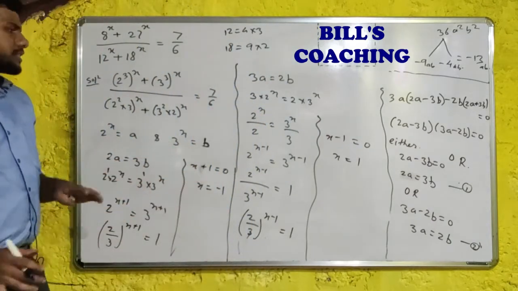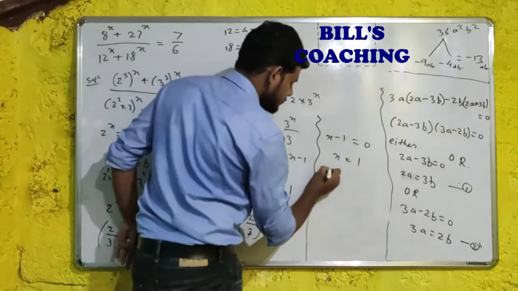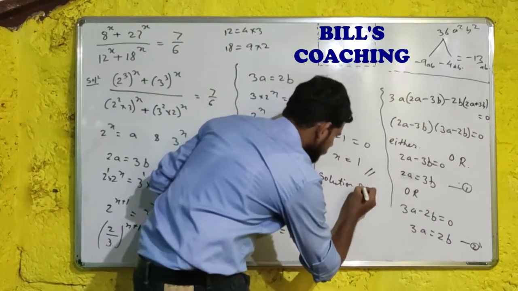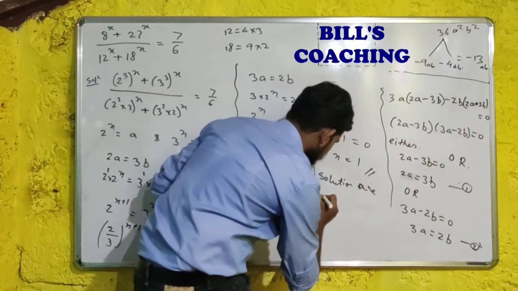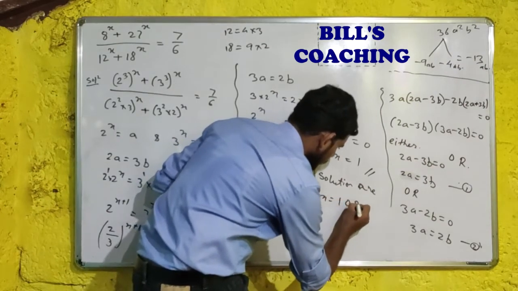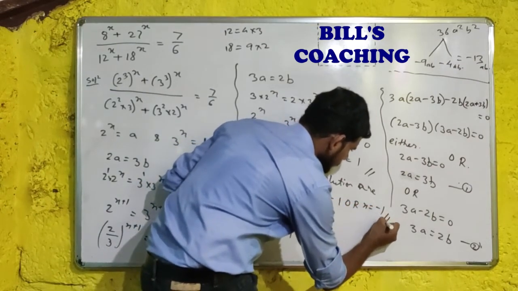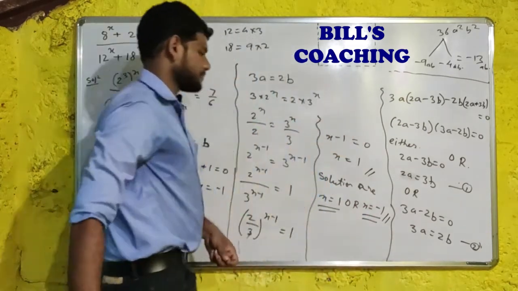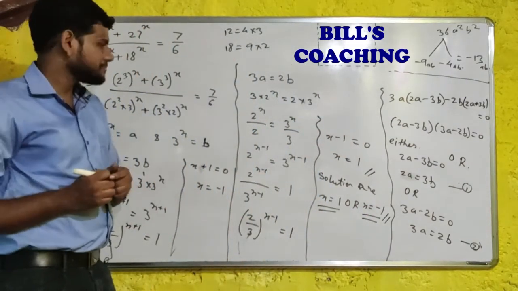So we have two answers with us. Therefore, we can say the solutions are x = 1 or x = −1. We have two solutions with us. This is and this.